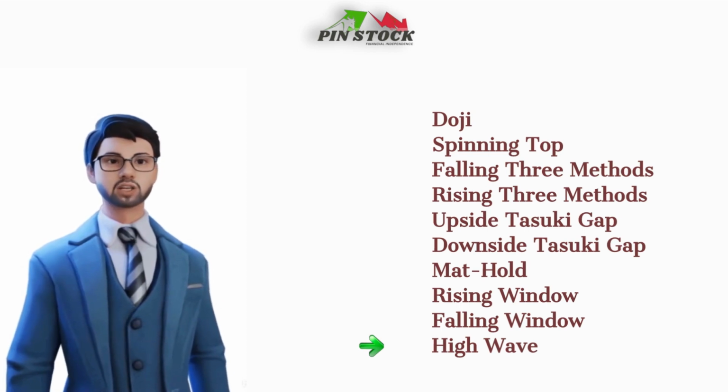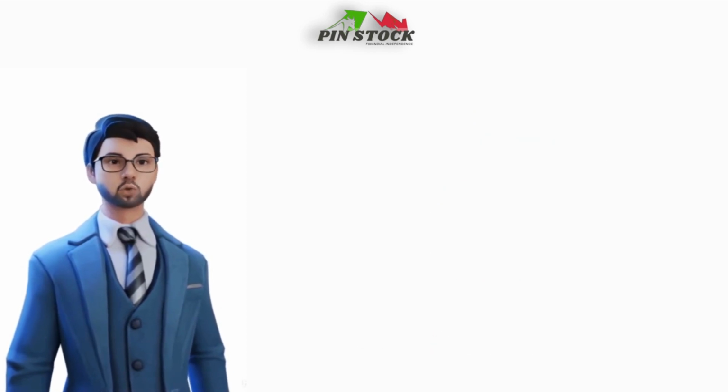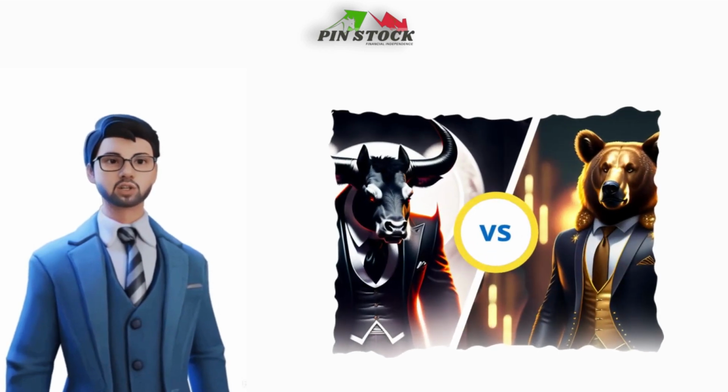Each of these continuation candlestick patterns tells a tale of market dynamics, a narrative of bullish and bearish forces. They provide us with invaluable insights into the direction and strength of market trends.